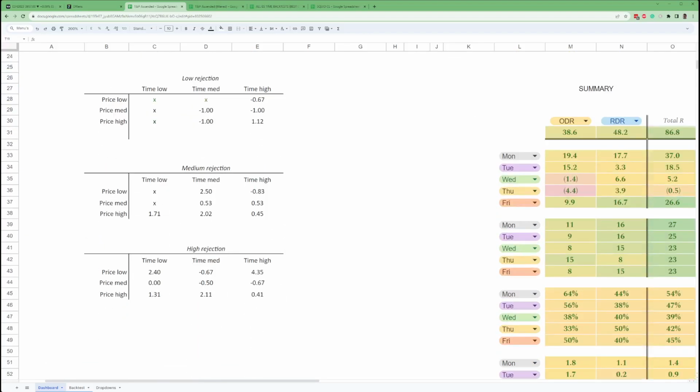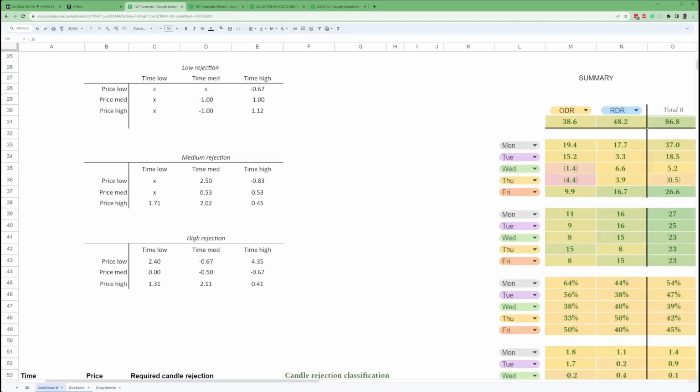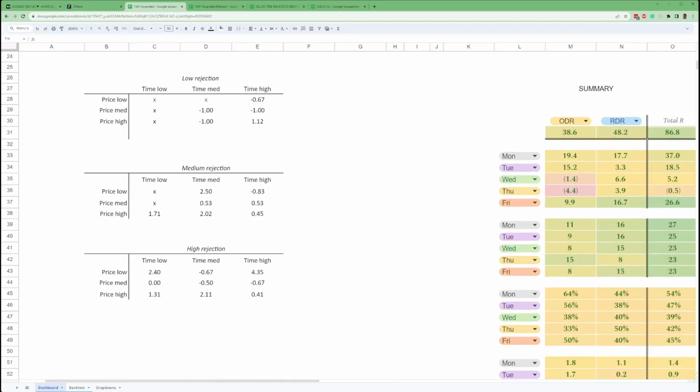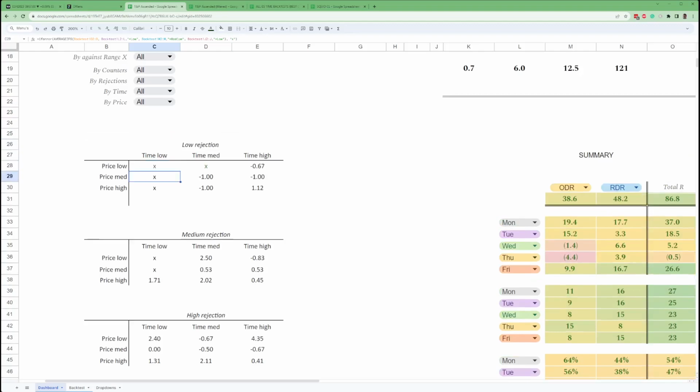And here you can see a different type of rejection. So the classifications and then the combination with the price and time. And you can see, for example, that the low rejections have a very horrible performance. So these ones are X'd because we're not allowed to take a low rejection when time and price is low, according to the system. And same for this. So only these are allowed, and you can see that the average is very, very bad, except for one, which is when both time and price are high.